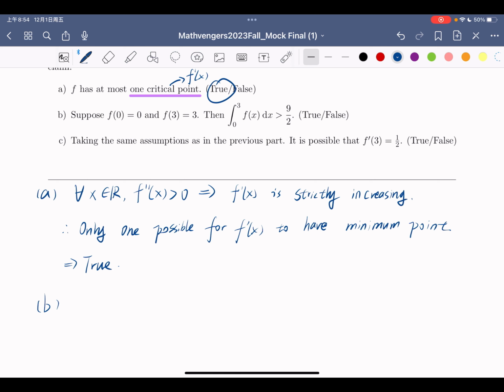Then we consider part B. For part B, at x equal to 0 the function value is 0, and at x equal to 3 the function value is 3. Then the integral of f(x) between 0 and 3 is greater than 9/2.